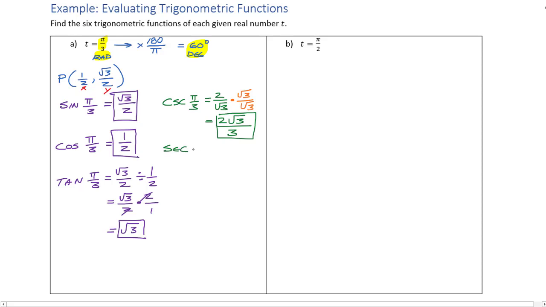Secant, this one will be easy because all we've got to do is flip 1/2. Well, you flip 1/2 and what do you get? 2. 2 over 1, right? So it's 2. And let's do cotangent, which is the reciprocal of tan.